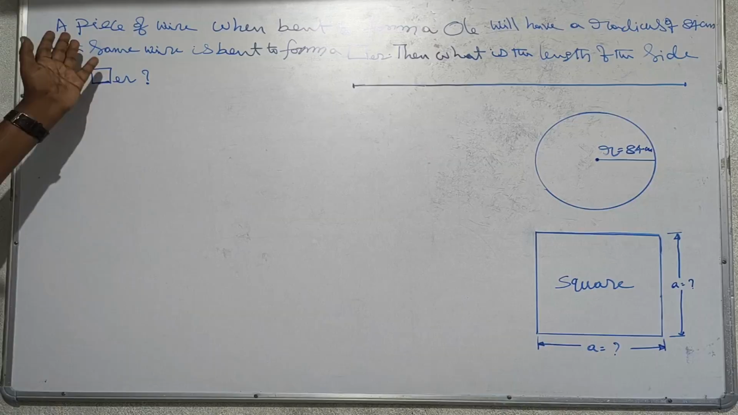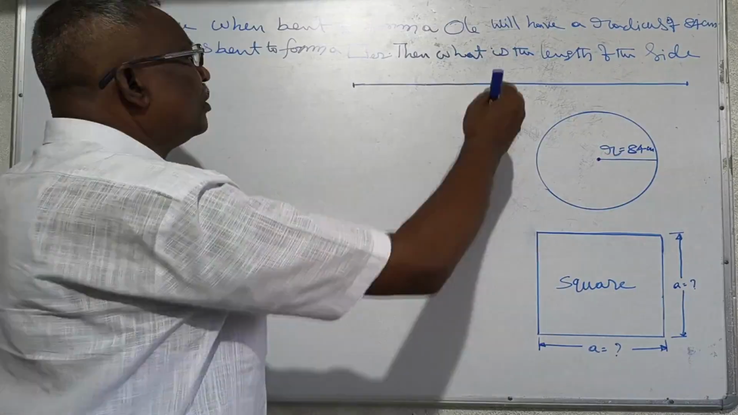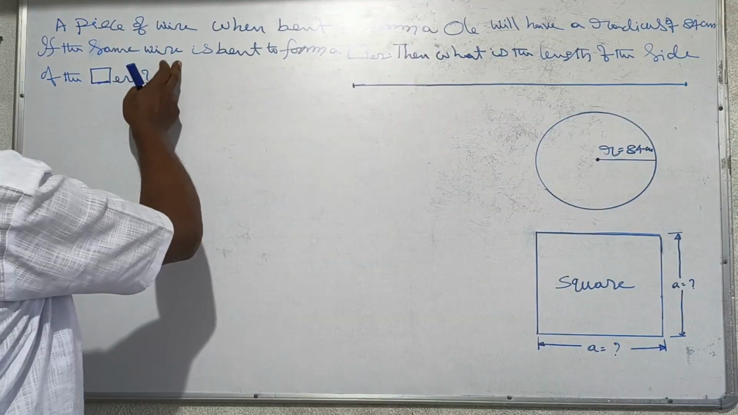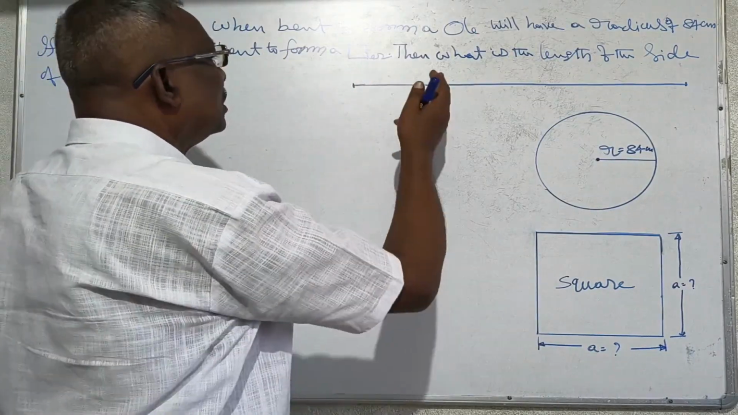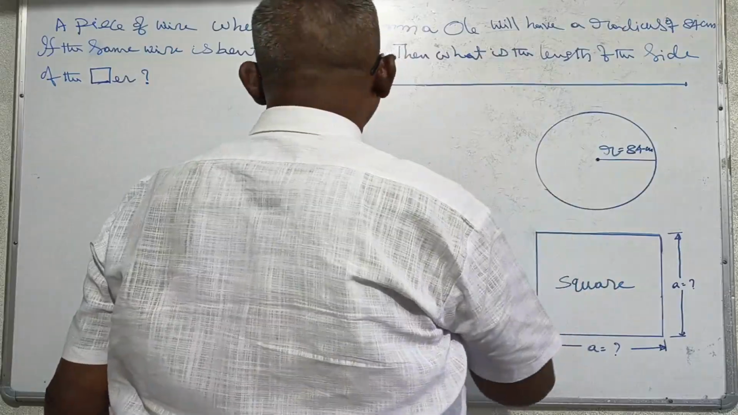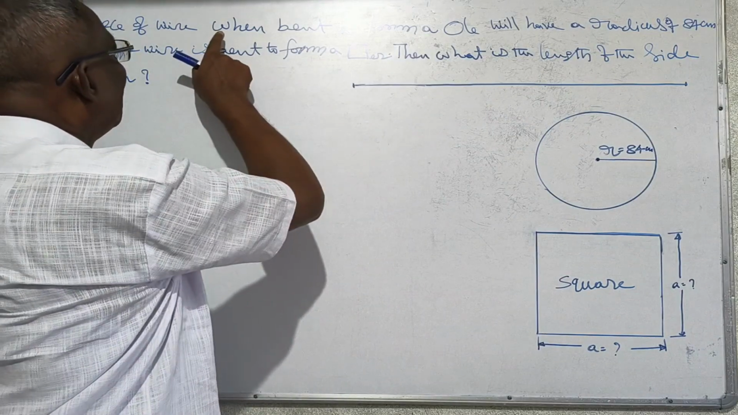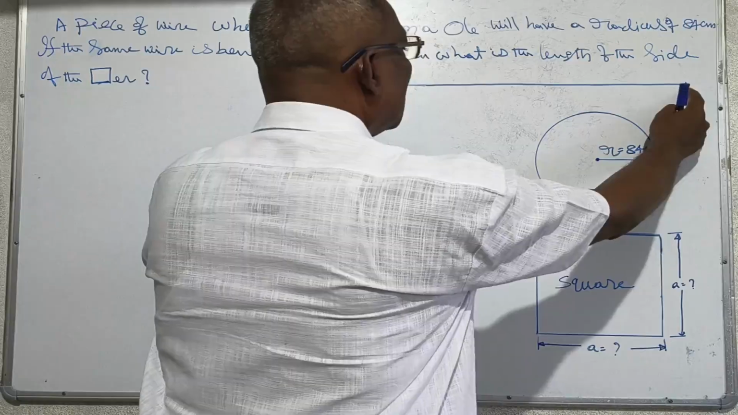Today our topic is: a piece of wire when bent to a form of circle will have the radius of 84 centimeter. If the same wire is bent to a form of square, then what is the length of the side of the square? A piece of wire means from here to here. This is a piece of wire.